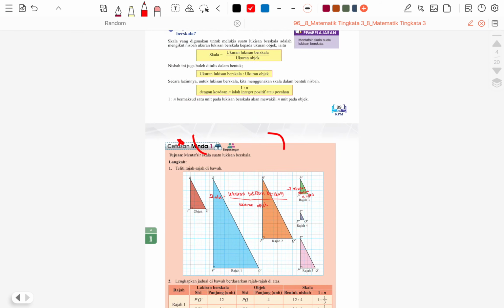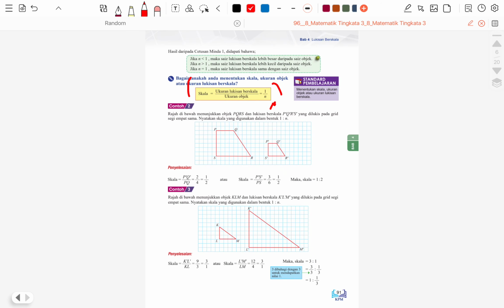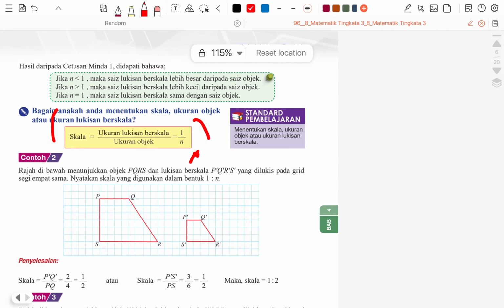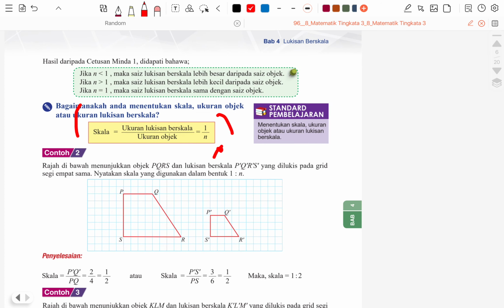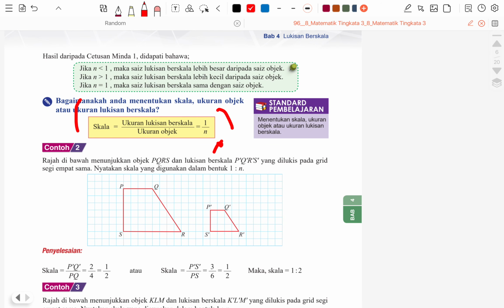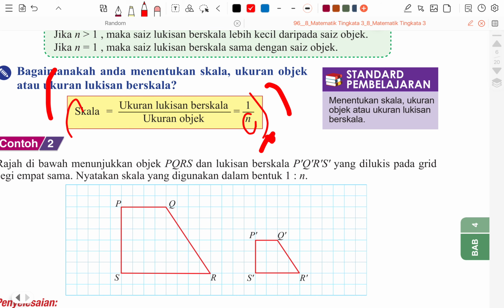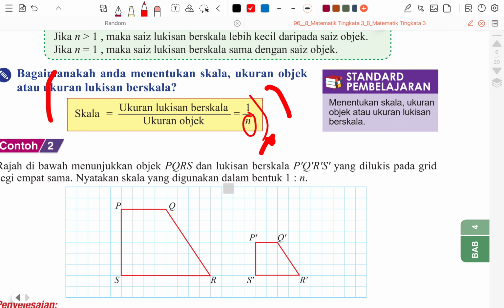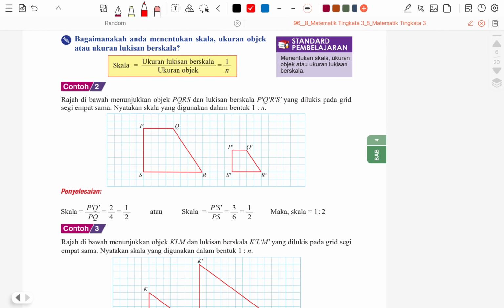Okay, so I want you to do soalan 2, 3, 4, and 5, and then send me your answers. Okay, and then the second part: hasil daripada, n is less than 1, n is larger than 1, maka size lukisan. So what is n? N is actually this one. Look at this formula, n is this. So let's determine whether n equals to 1 or not.